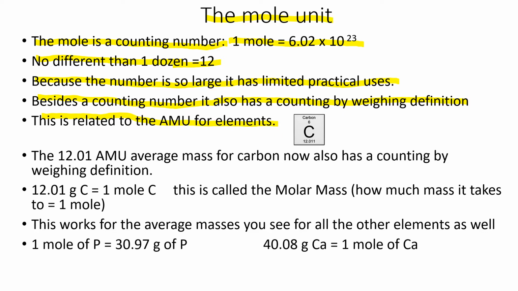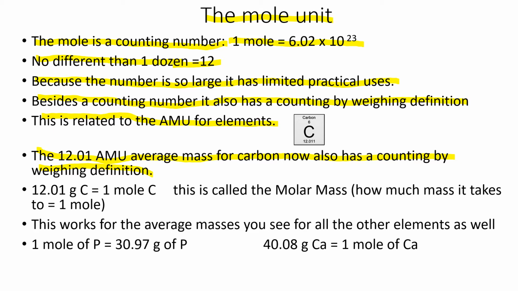Now, if you go back to think, I'm showing carbon here on the slide. We talked about that 12.011, that average mass for carbon being in AMUs, those atomic mass units, those made up units that get us down to that small scale. But we can do better than AMUs for this. So that 12.01 AMU average mass now also can be used as a counting by weighing definition. And instead of that being AMUs, now that's going to relate to our counting by weighing. And here's how that relates.